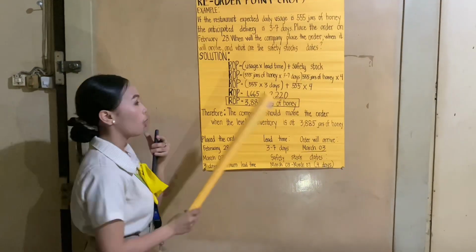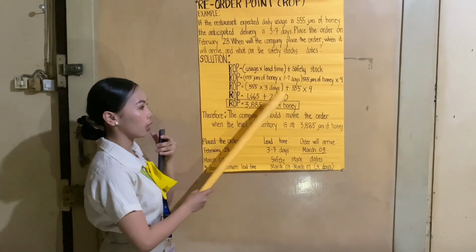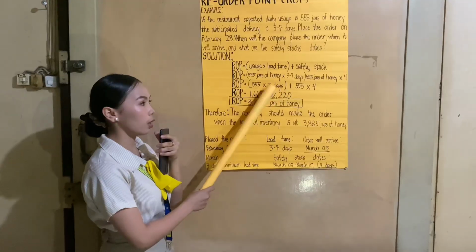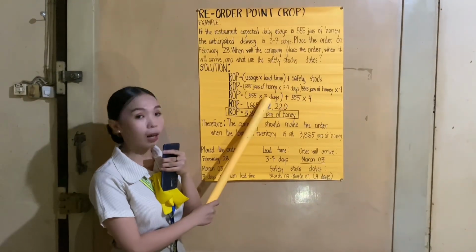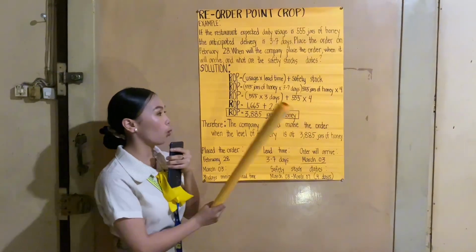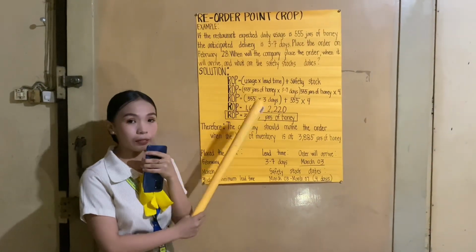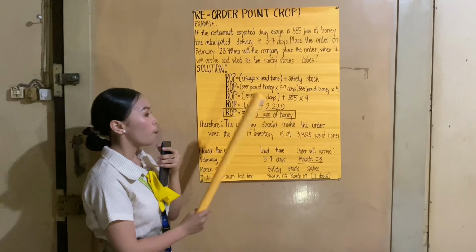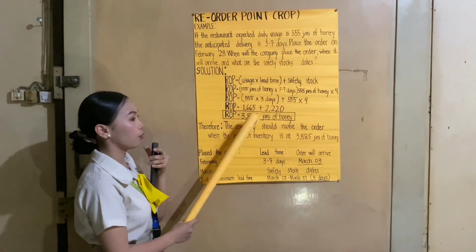So, let's continue. ROP equals 555 times 3 days. Anong 3 days naman natong gi-times diri? So, 3 days, kay mao man na siya ang minimum days nga maabot na ato ang gi-order nga jars of honey. Plus 555 times 4. So, ROP equals 1,665 plus 2,220. So, ROP equals 3,885 jars of honey.